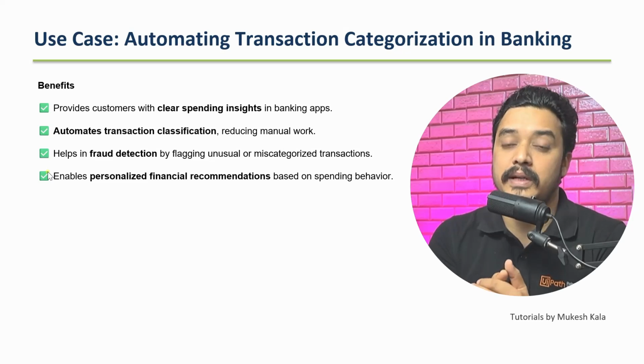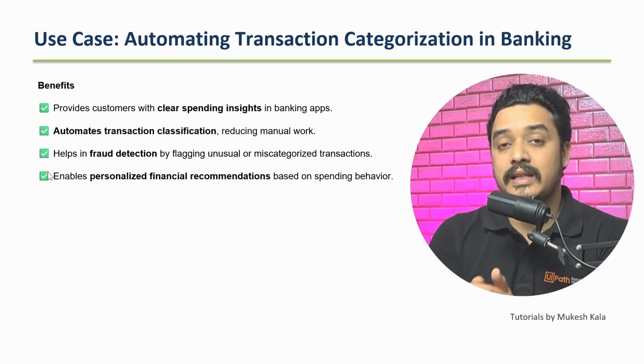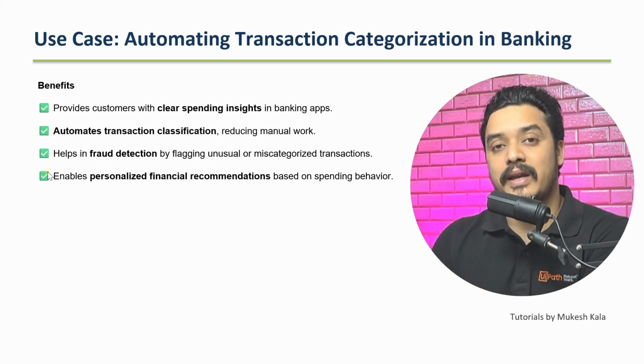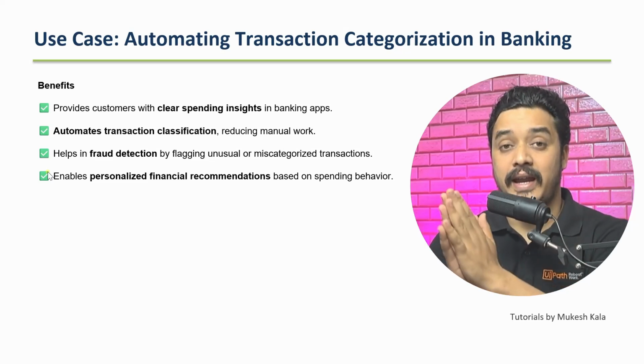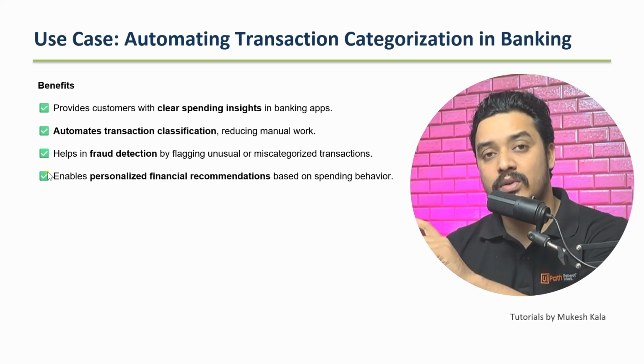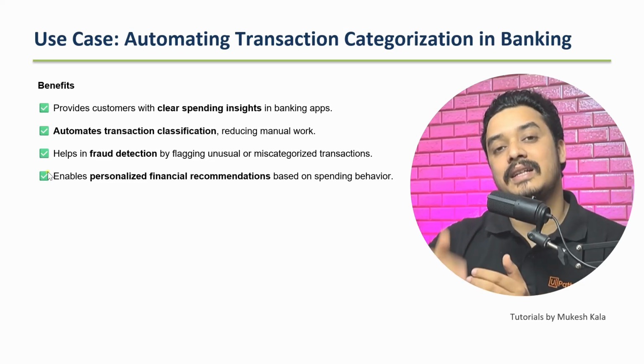So for example, I'm spending a lot on food, so basically now I would receive food coupons from the bank on that credit card, right? So this could be some of the use cases which you can relate to. And with that, now let's jump back to UiPath Studio and try to build it in a step-by-step manner.